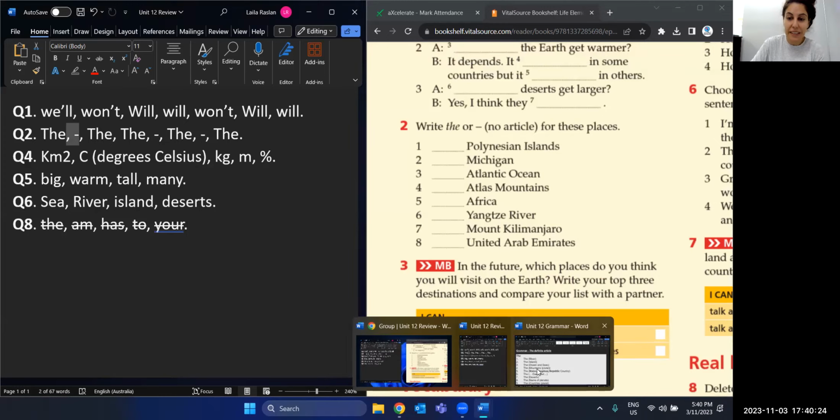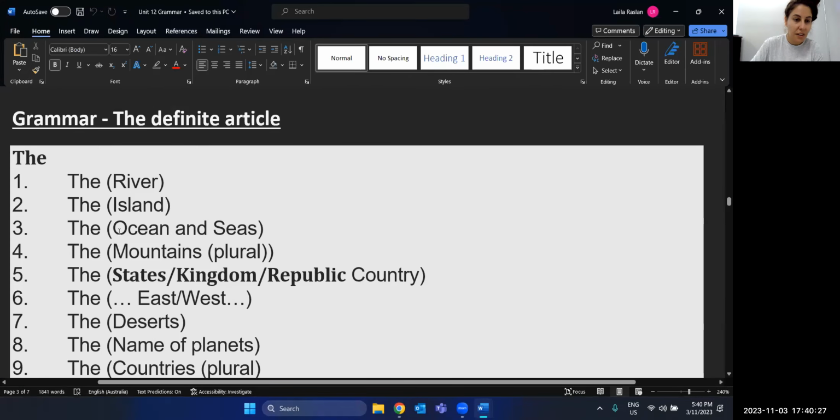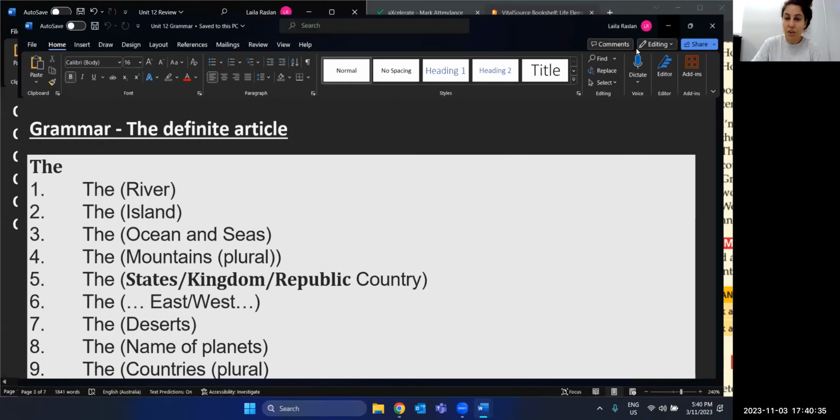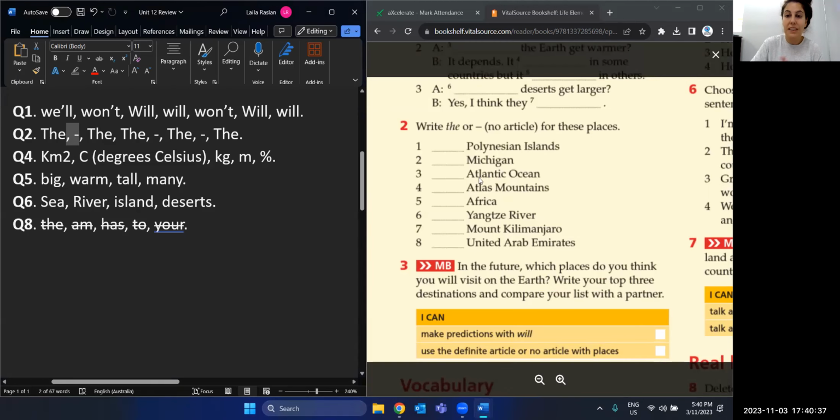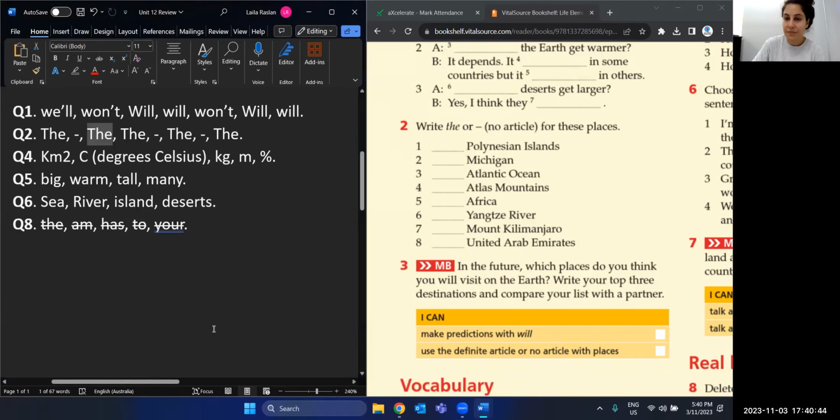Atlantic Ocean. Do we need to put the for oceans and seas? Yes, we've got the name, ocean and seas. So yes, if it's an ocean, doesn't matter what name, the Atlantic Ocean, the Indian Ocean, the Pacific Ocean, yes, we need the.